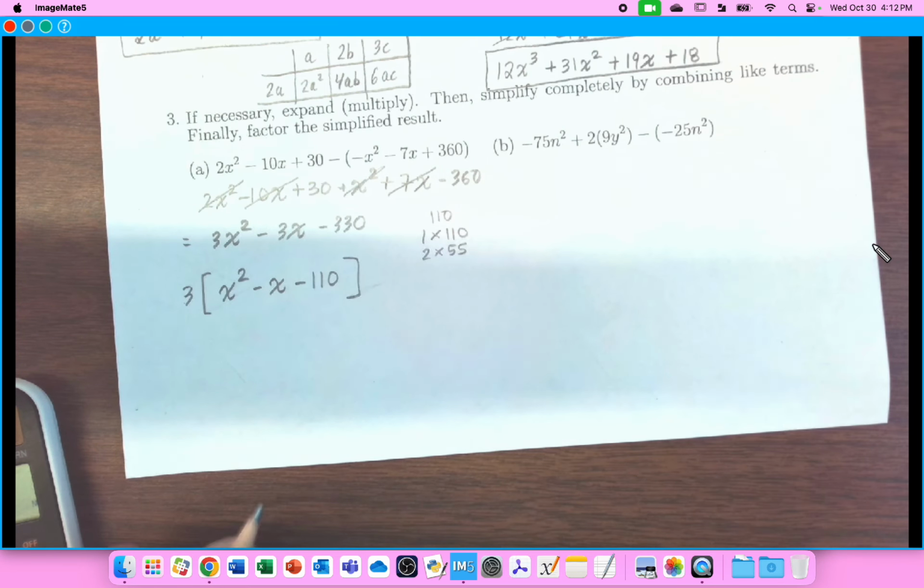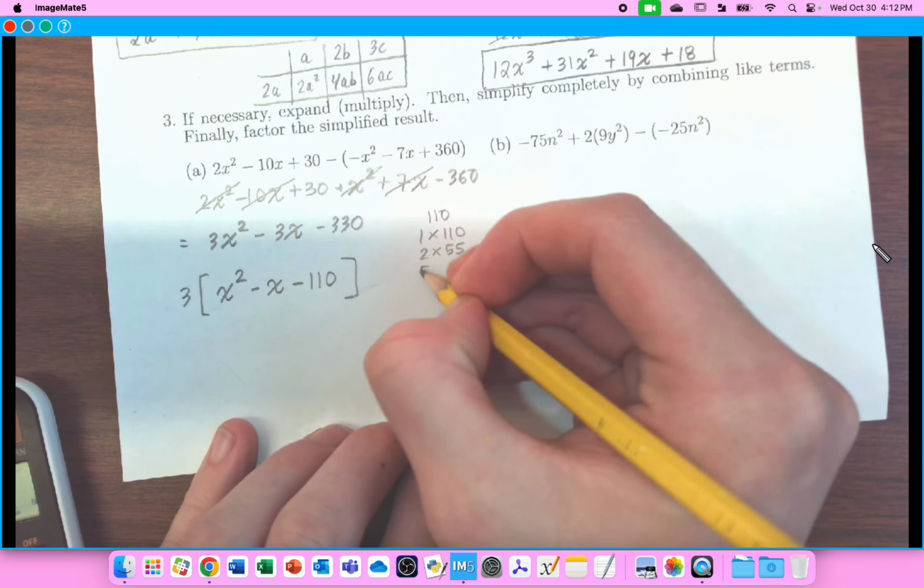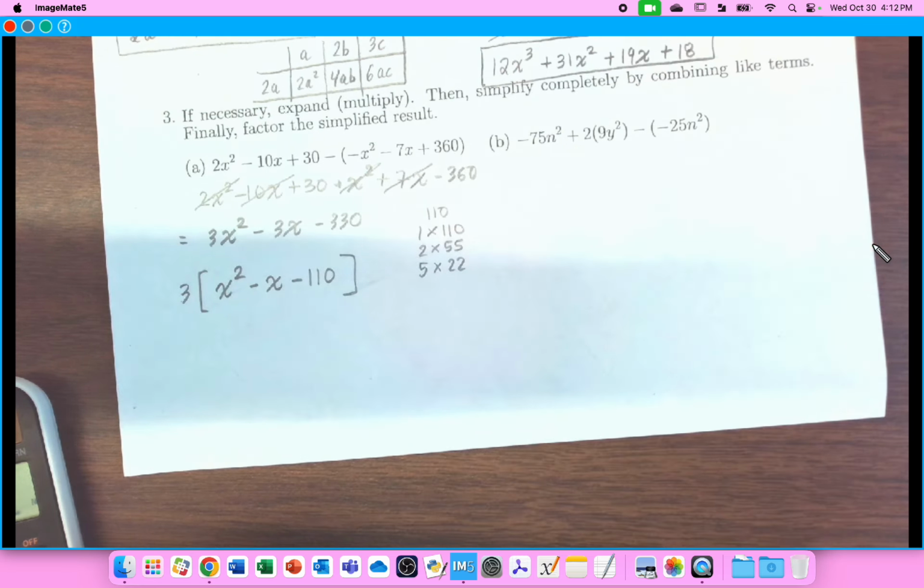110, no. Nope, not by 4. 110 divided by 5, 5 times 22. 110 divided by 6, no. 110 divided by 7, no. Not by 8. Not by 9.